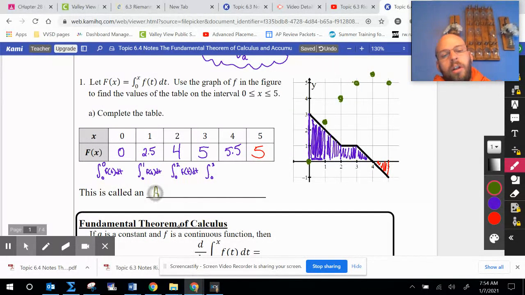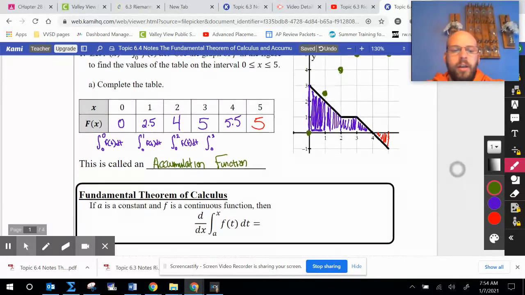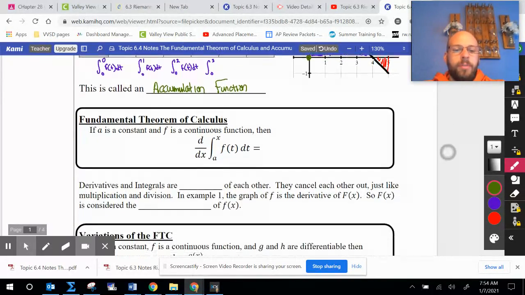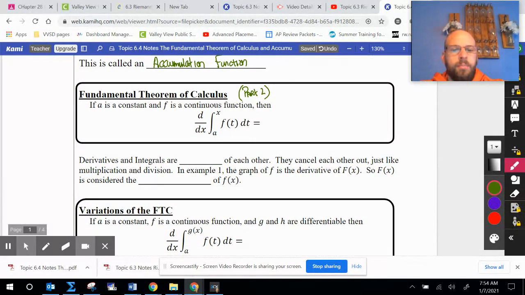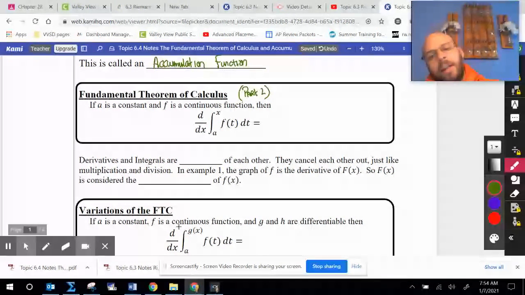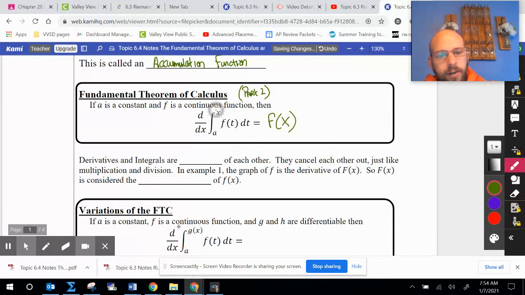Now, this is what we call an accumulation function. It's an accumulation function because as I went to different x values, we just accumulated more and more area. All right? So the fundamental theorem of calculus that we're going to discuss, we're going to focus on part 2. There is a part 1 here, but we're going to focus on part 2. If you take the derivative of an integral from a to x, what we end up getting is just lowercase f of x. It's kind of like I'm taking this x and substituting it in.